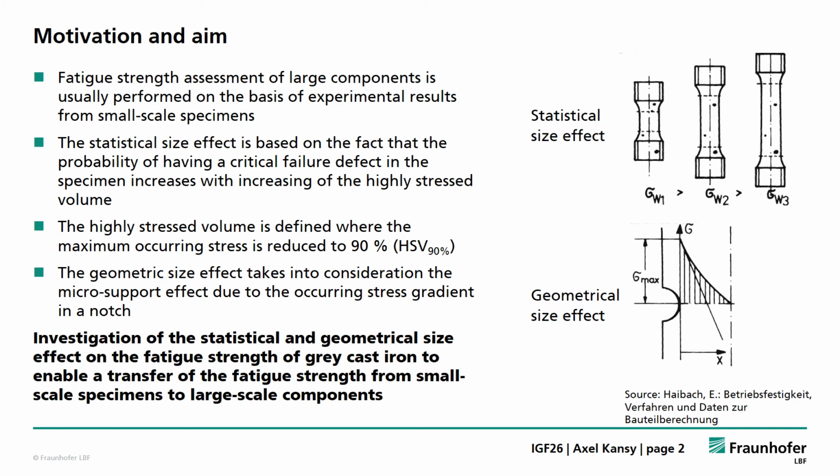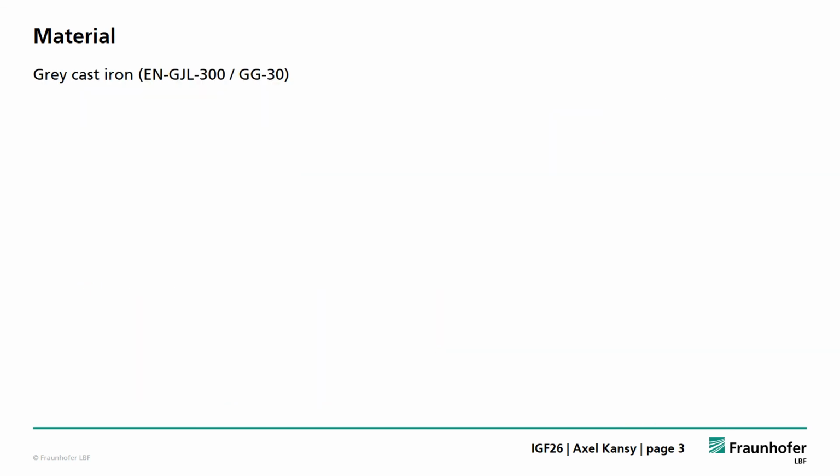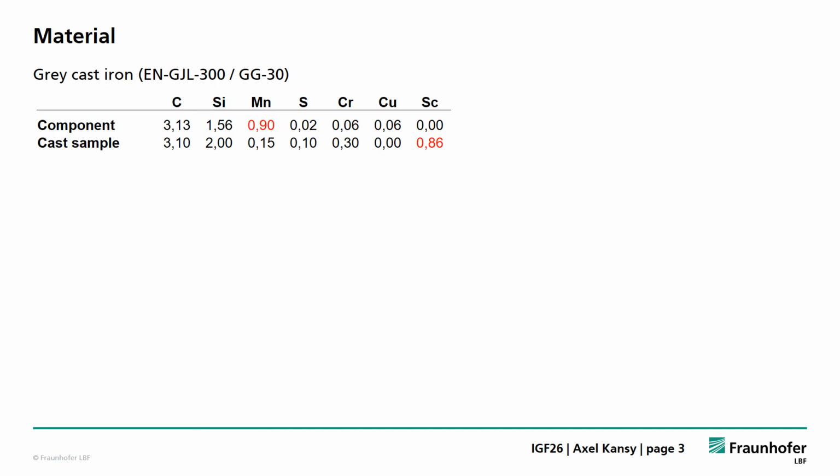The aim of the study is the investigation of the statistical and geometrical size effect on the fatigue strength of gray cast iron to enable a transfer of the fatigue strength from small-scale specimens to large-scale components. The gray cast iron grade we investigated is EN-GJL 300, also known as GG30. The material is based on serial component and cast samples. The chemical composition for the component and the cast samples is shown in this table. Beside differences in the silicon content, we see differences in manganese and scandium.